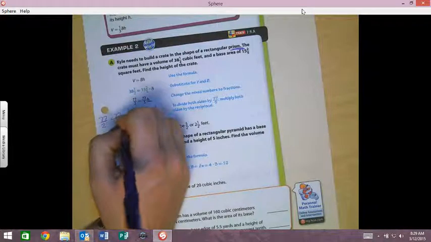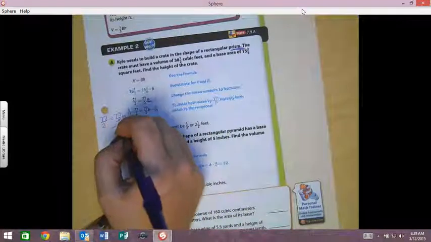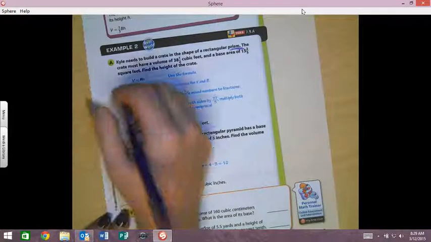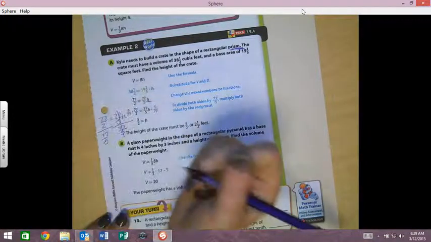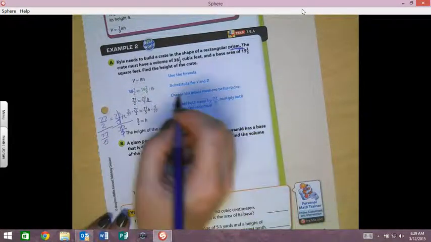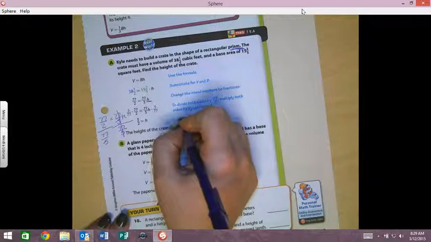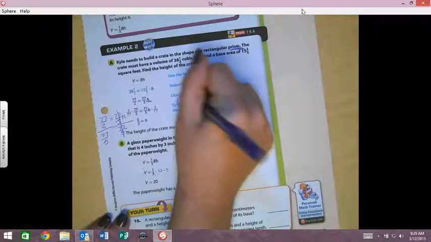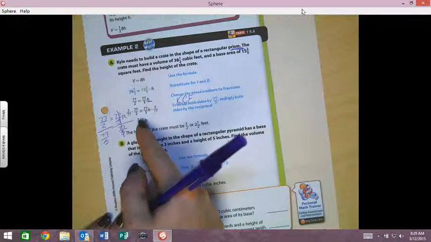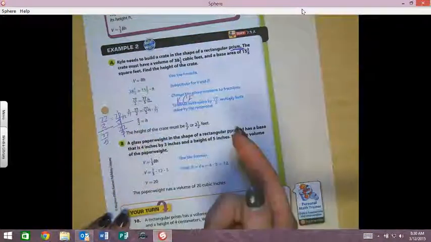77/5 times H. How do we get rid of multiplying? We divide. So you would divide this side by 77/5 so that those cancel, and divide this side by 77/5. The key is, and what a lot of people forget, is that when we're dividing, we do keep, change, flip. Remember KCF? We keep the first number the same, change our division to multiplication, and flip the second fraction.